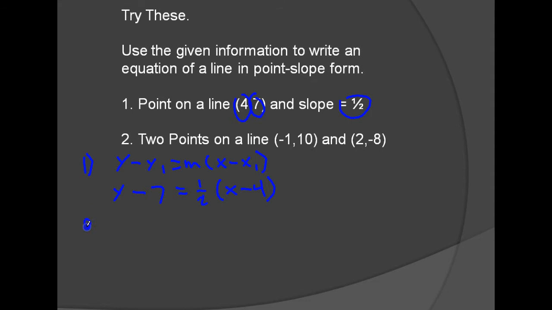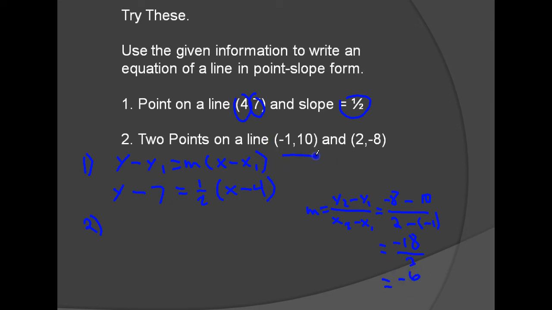Alright, problem number 2. I have 2 points, but I don't have my slope. So let me first find my slope. Alright, slope is y2 minus y1 over x2 minus x1. So that will be negative 8 minus 10 over 2 minus negative 1. Negative 8 minus 10, negative 18. 2 minus negative 1, positive 3. Negative 18 divided by 3, negative 6. So I have a slope of negative 6.